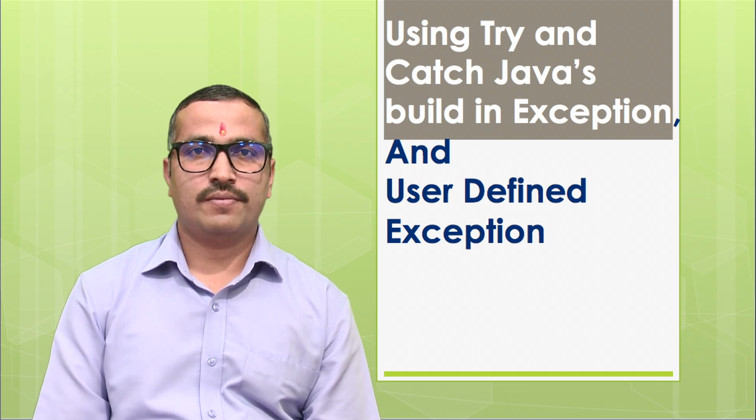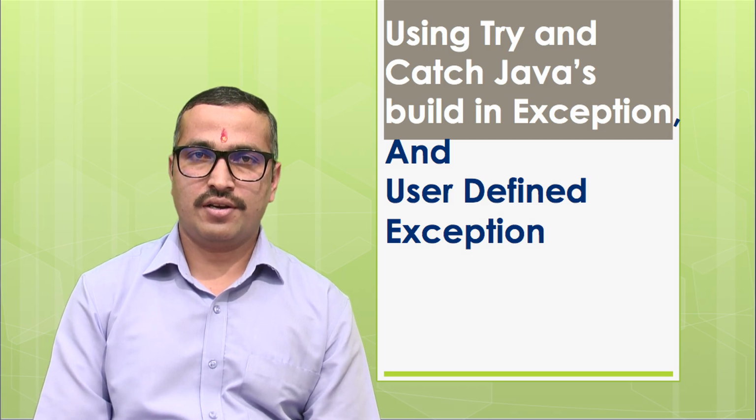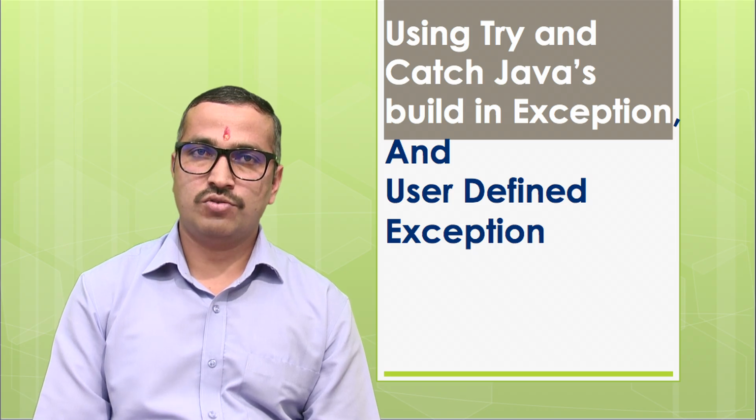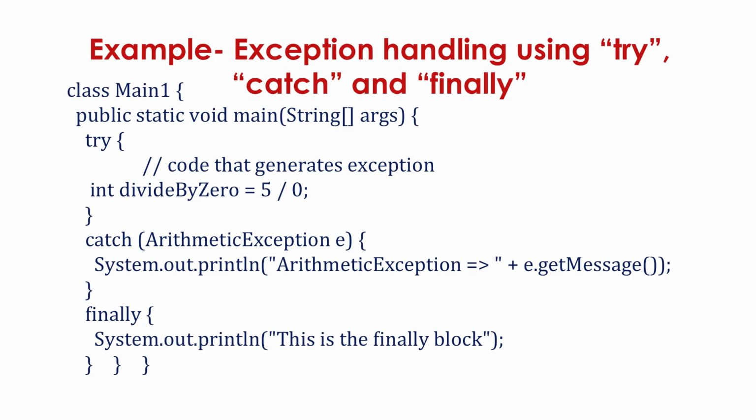So there is an example about handling exceptions using try, catch and finally blocks. A very simple example: I have a class named main1. Inside this class the main function is mentioned. You are seeing public static void main, and the main function takes a String type argument. The try block is here.